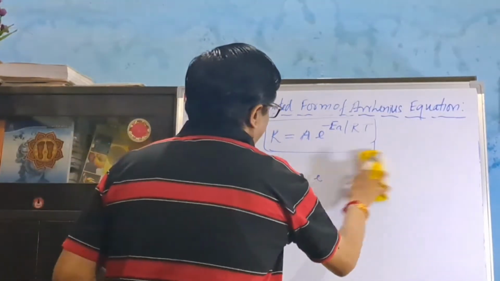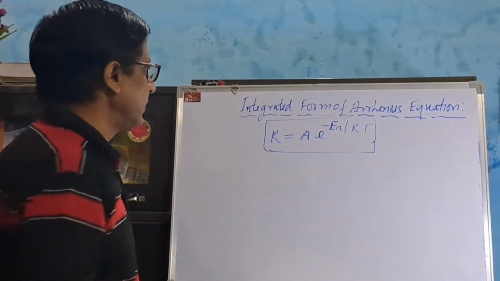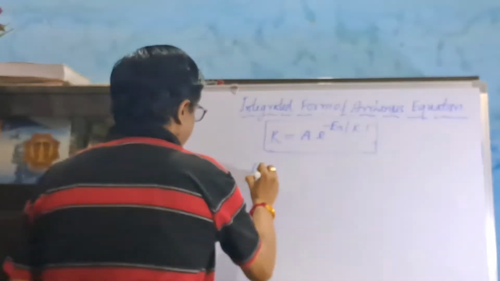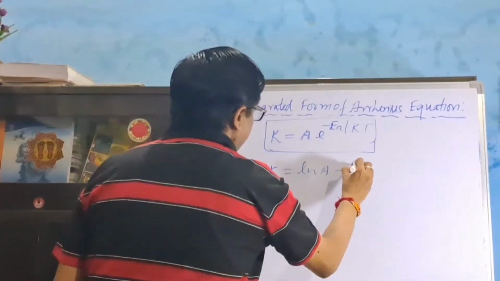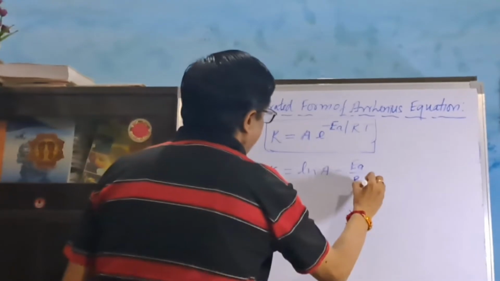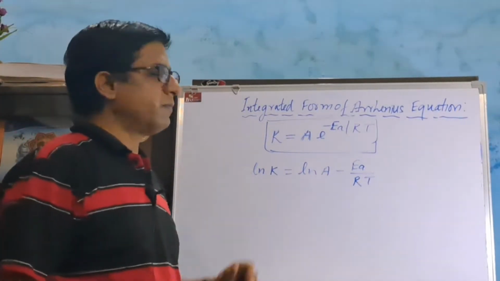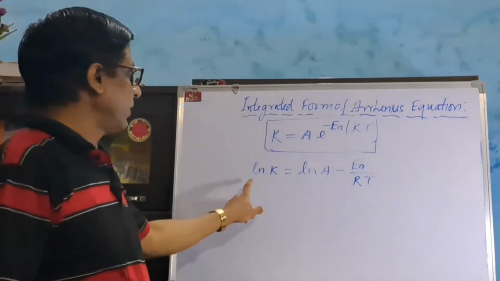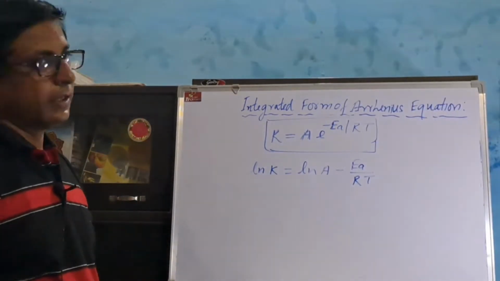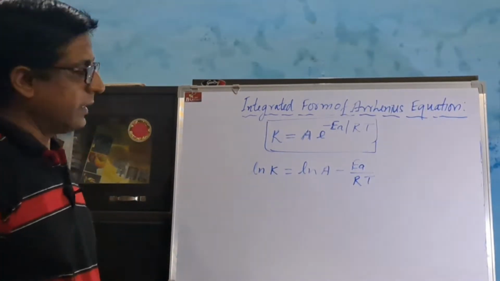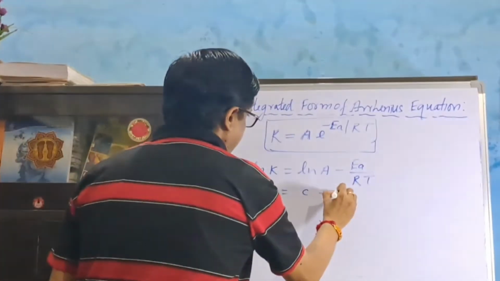Now, taking natural log of both sides of this equation, we have ln k is equal to ln A minus Ea upon RT. If we take the natural log of both sides of Arrhenius equation, then we obtain ln k is equal to ln A minus Ea upon RT. This equation is equivalent to equation of a straight line y is equal to c plus mx.